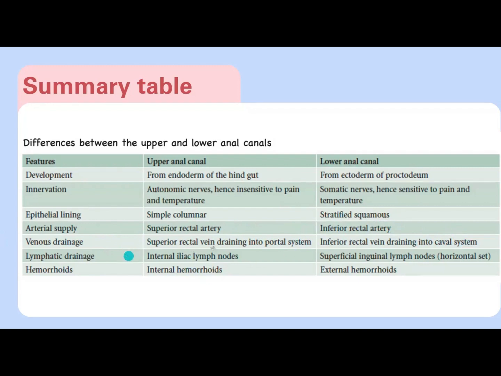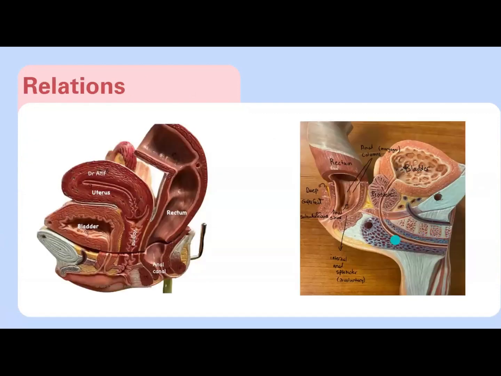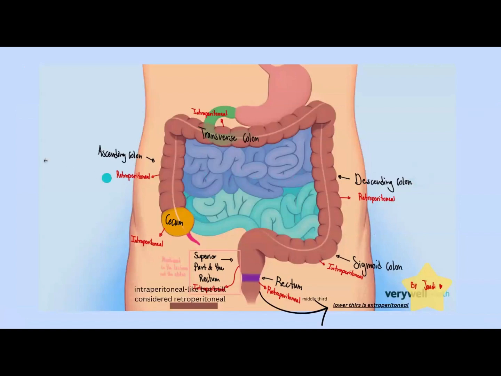Then you have the lymphatic drainage. The upper will drain into the internal iliac, while the lower will drain into the superficial inguinal lymph nodes. And the hemorrhoids, for the upper, it's internal and it's painless. For the external anal sphincter, it's external hemorrhoids and it's painful. Okay. Now, what are the relations to the rectum and the anal canal? In females, anterior to them, you have the vagina and the uterus. And then anterior to the vagina and uterus, you have the bladder. In males, you have the prostate gland, and then you have the bladder. Okay? Any questions so far?